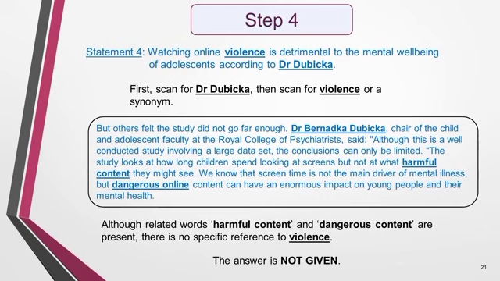Having found the name and confirmed that I have the right paragraph, I then scan for the keyword violence or a synonym, as this is the subject of the statement. Whilst I do find harmful content and dangerous content, which would include online violence, I find no specific reference to violence. I thus conclude that the answer is not given.